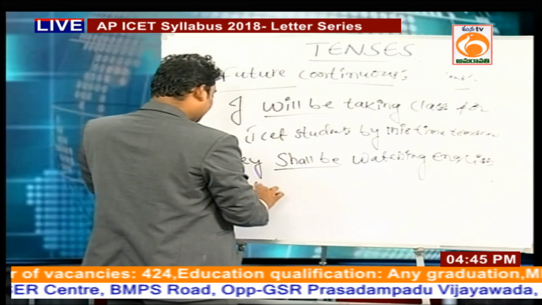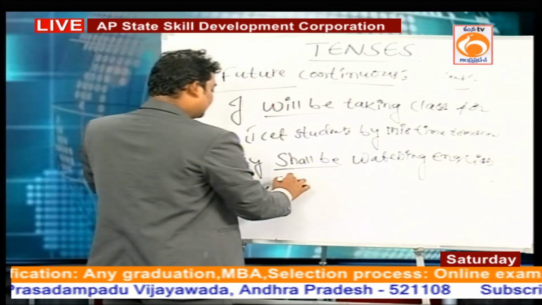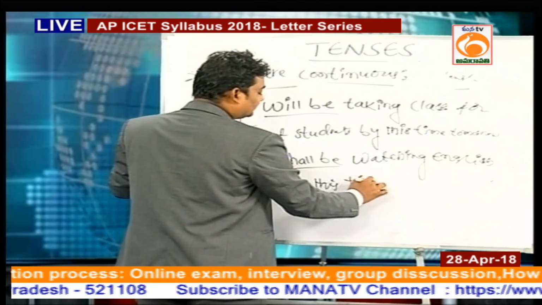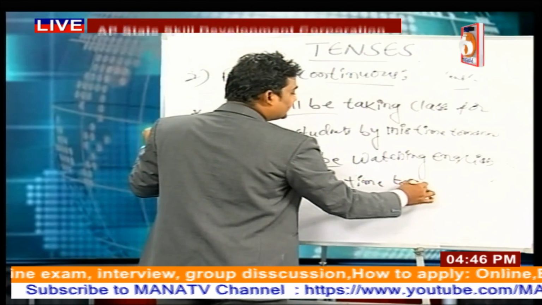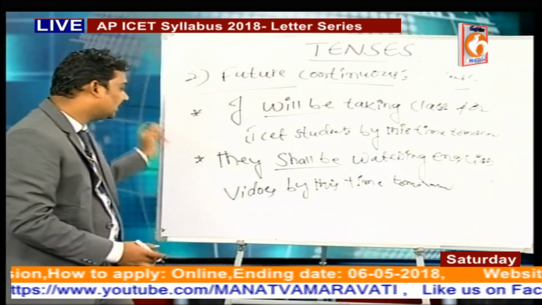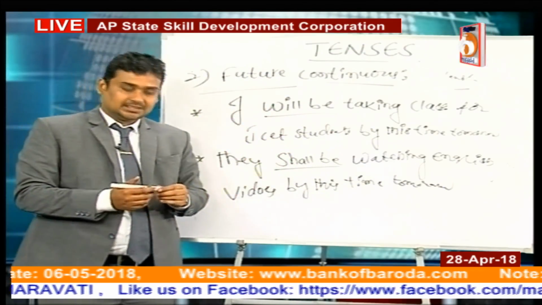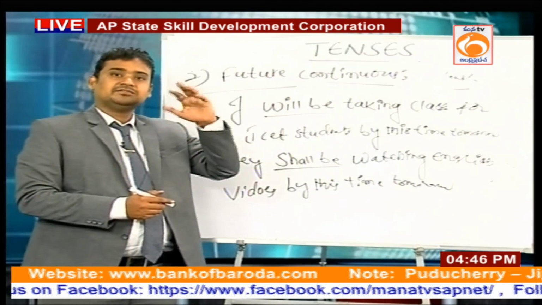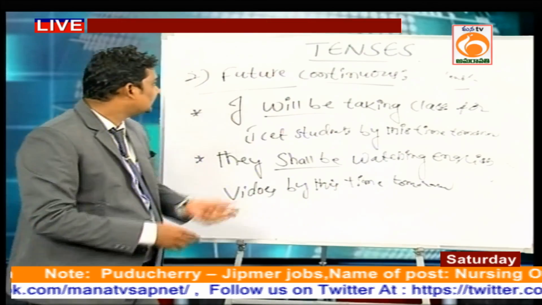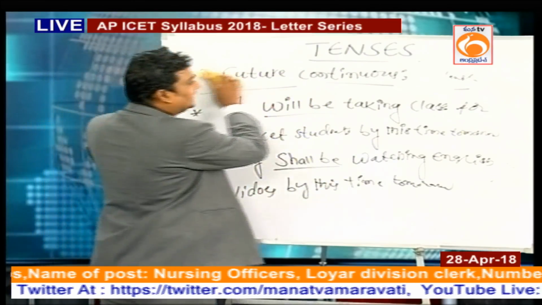English videos. They shall be watching English videos by this time tomorrow. By this time tomorrow. These two examples will explain some action will be going on in future time. So this type of examples are called future continuous tense sentences.